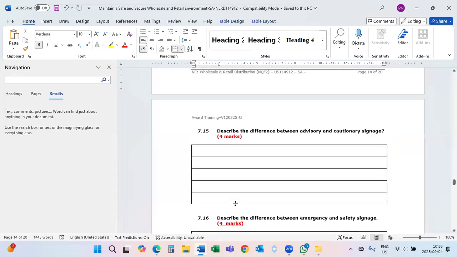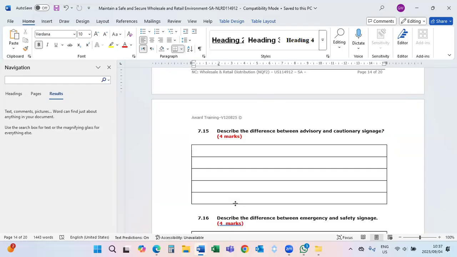The difference between advisory signage and cautionary signage. Advisory signage says to you, be noted and be aware of something. In other words, we're advising you that the entrance to this is only 2 meters. Cautionary signage is, be careful, we have mopping of floors going on here. So advisory signage is letting people know of certain things.